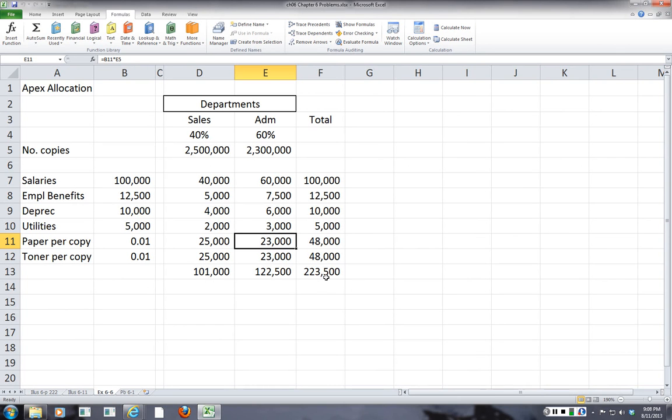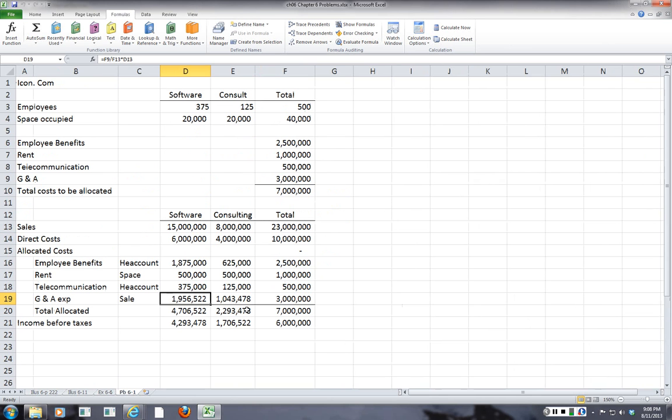Now that's a relatively easy one on how to allocate costs. Now I wanted to go on to another one on page 242, and it's 6.1, problem 6.1. Let's go to that. Problem 6.1.